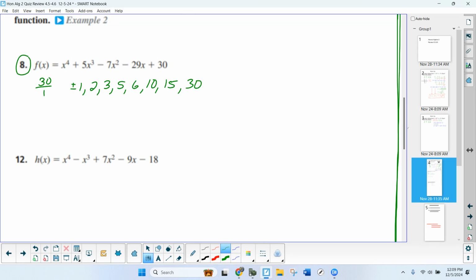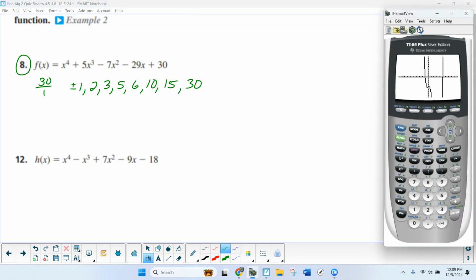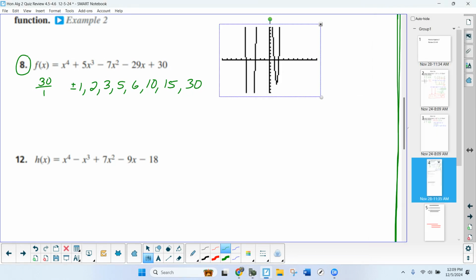Did you guys get your possible rational roots? Then what do we do after that? Plug it in. Go to your graphing calculator. Plug in x to the 4th plus 5x to the 3rd minus 7x squared minus 29x plus 30. Hopefully I got those all in right. Okay, so where do the possible rational zeros look like they occur? Well, this looks like what? 1 and 2, and what else? Negative 3 and negative what? 5. Are those all in my list?